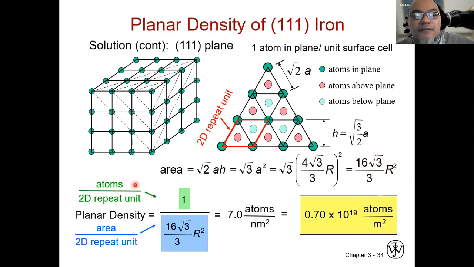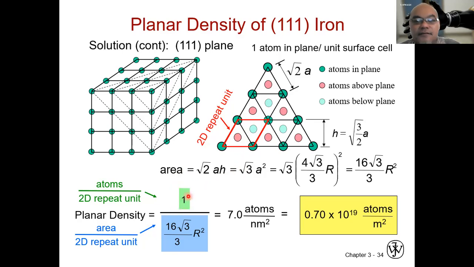And the planar density, for atoms per repeating unit, for one single plane here, there are 3 atoms at the corner, but sorry, this is the repeating unit, not a triangle, but instead it is a parallelepiped. If we add each other these 4 corners, it basically will become also one single atom per this 2D repeating unit.